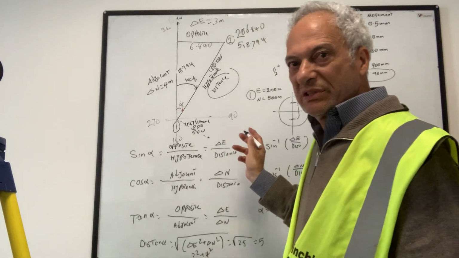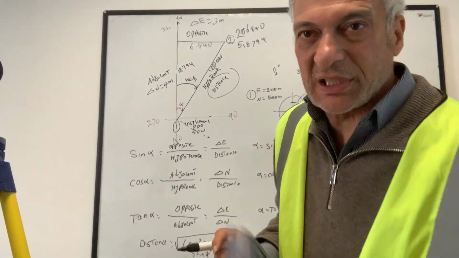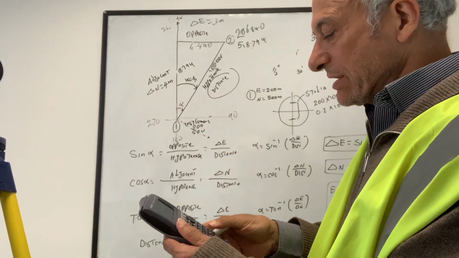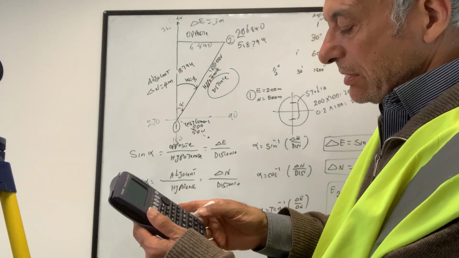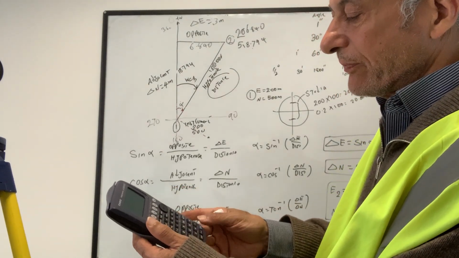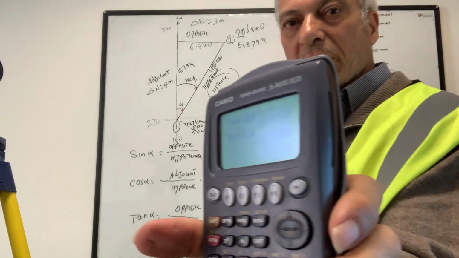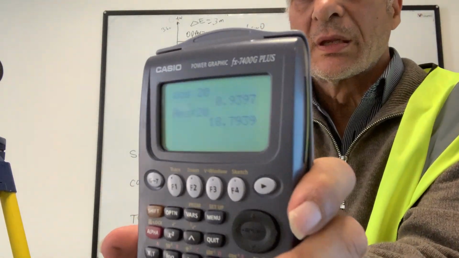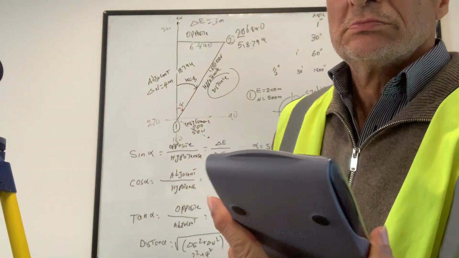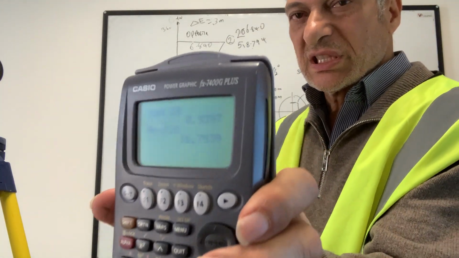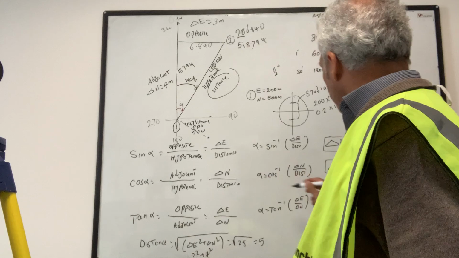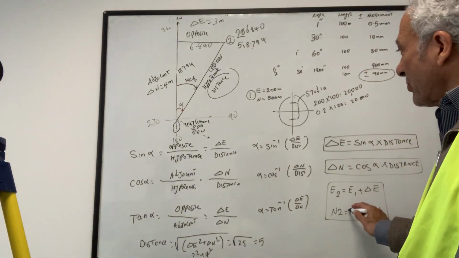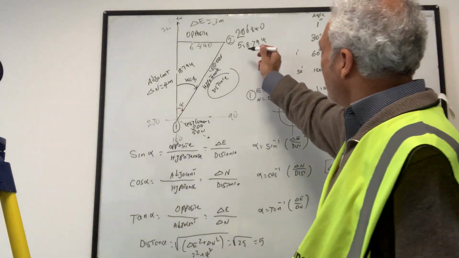And cos of 20, if you go to your simple calculator and do cos 20 times 20 meters, that will give you 18.793. So you just simply do cos times the distance, that will give you that, and then you add it to the northing of the first point, and you get a coordinate.